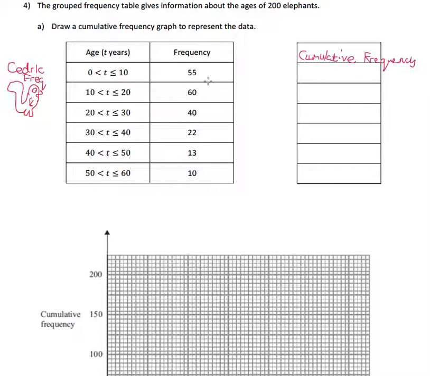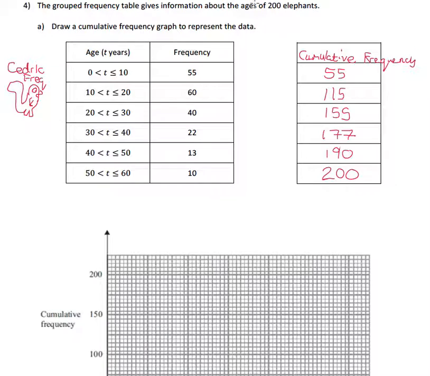Okay, if we just look at this row, we've only got 55 in the frequency. If we include the row below, we've now got 115. So we've seen 115 elephants up to age 20. If we then go from 0 to 30, we've seen 155 elephants. From 0 all the way up to 40, we're now including these ones, so that takes us to 177. And then up to 50, we've got 190 elephants. And then if we include the final 10, that takes us to 200 elephants.